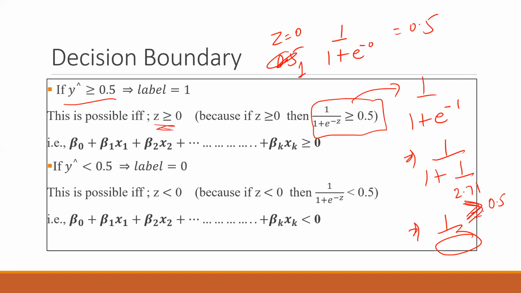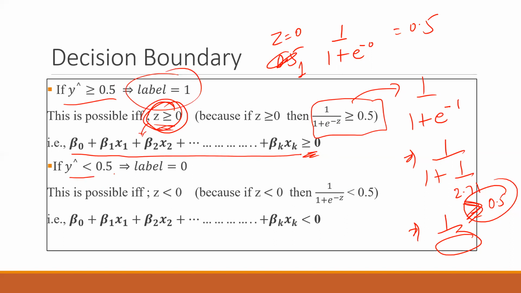If you try to solve this equation, you will get the number greater than 0.5 in this case. So anything which is greater than or equal to 0 for z will give me greater than 0.5 as the answer. That is beta naught plus beta 1 x1, all of these coefficients along with the independent variables will have the value greater than or equal to 0. So this z was actually this equation only. All of that has to be greater than or equal to 0, then only you will get the value greater than 0.5, and it will be eventually labeled as 1.